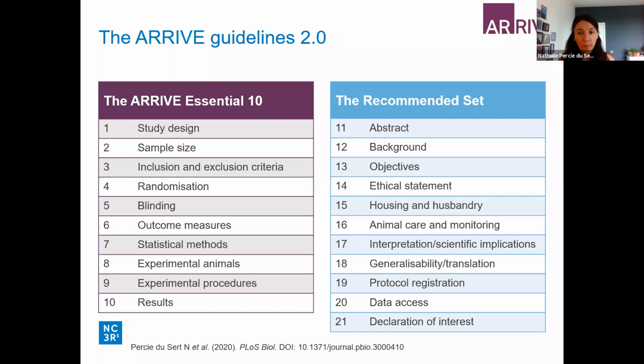So these items complement the Essential 10 and they add important context to the study. So reporting the items in both sets represents best practice. We've also updated the guidelines and we've added a few new items such as protocol registration and data access, which were not on the radar when the guidelines were first developed in 2010, but are increasingly recognized as rigorous practice.